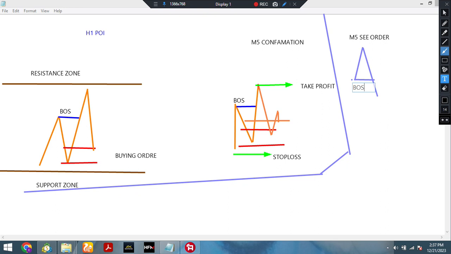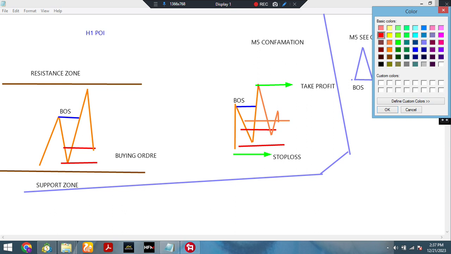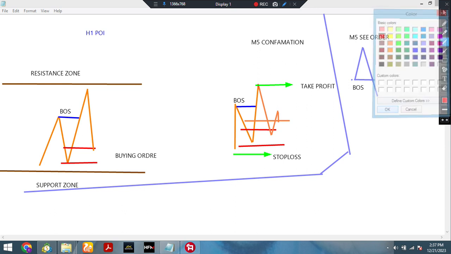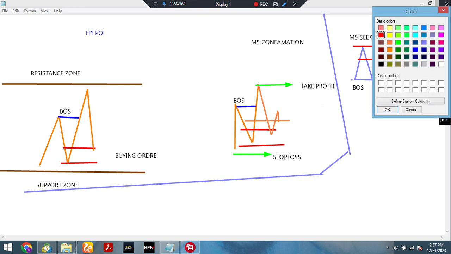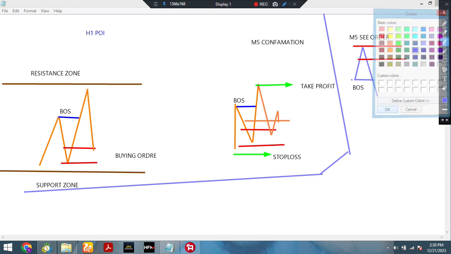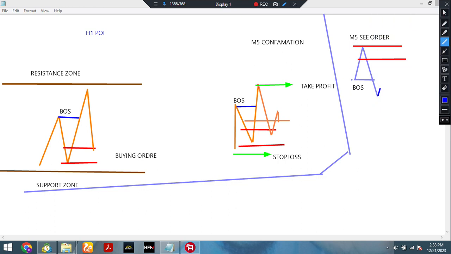So automatically what you see next is something like this in your 5 minutes. That is when price is here at this resistance zone in 1 hour. So for you who is looking for a sell opportunity, immediately it gives a BOS, you are waiting for this price to come back up to this zone. Now when this price comes back to this zone, then you execute your sell.